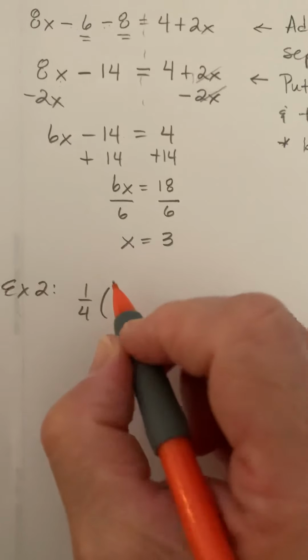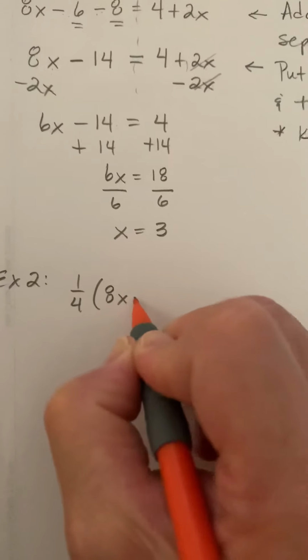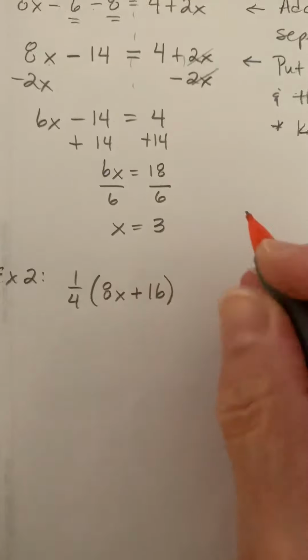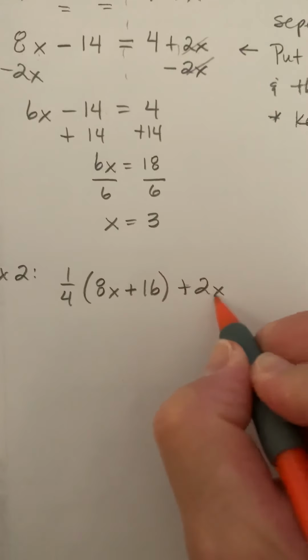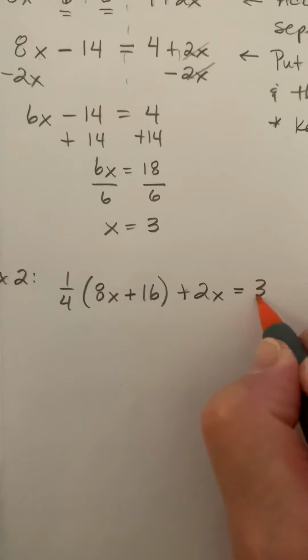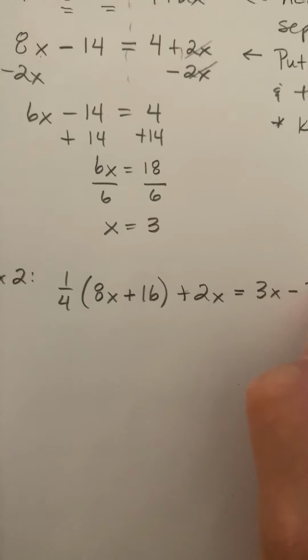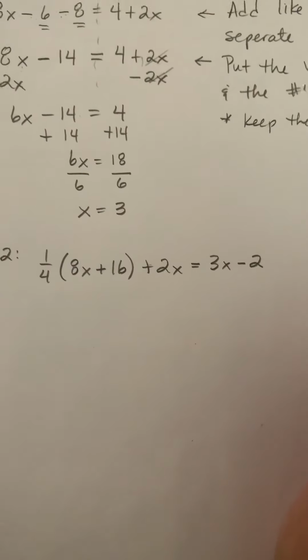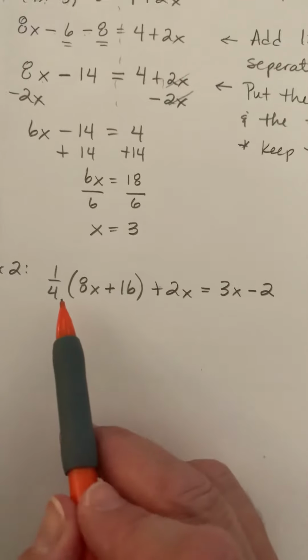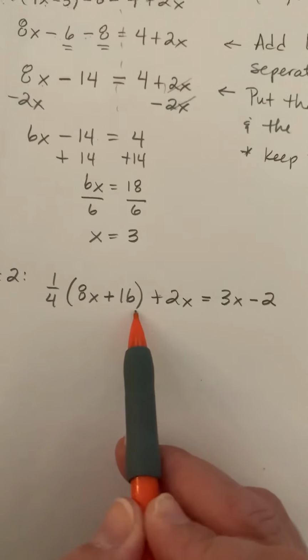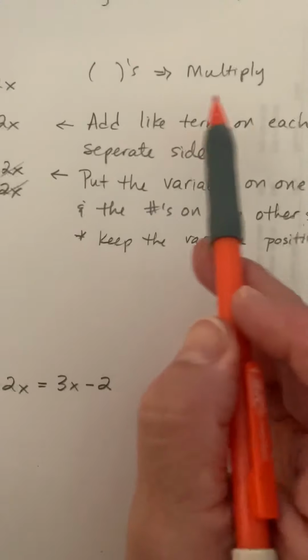Example 2. 1/4 times (8x plus 16) plus 2x equals 3x minus 2. Okay. So we're in the same situation. We have parentheses. We know that with the parentheses we have to multiply.